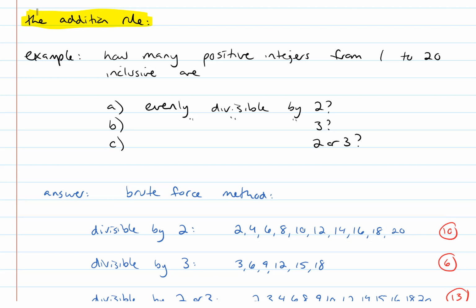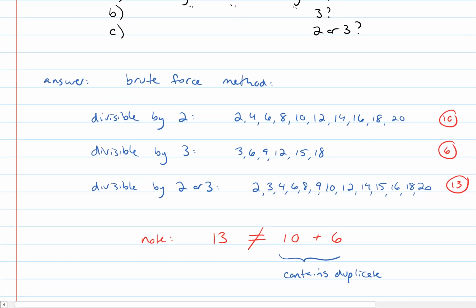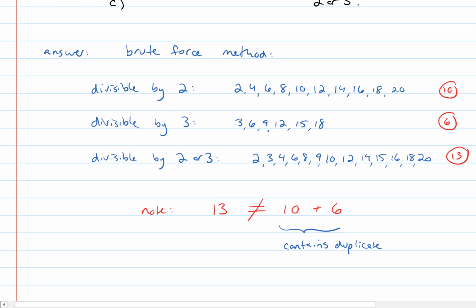What we had done is nothing very sophisticated. We'd used the brute force method, we'd written them all out, and we determined that there are 13 of them, and we noted at the bottom that 13 is not equal to 10 plus 6. So you can't just take all of the ones divisible by 2 and add them to the ones divisible by 3 in order to get 16, because as we noted in class, there are duplicates. If you take a look at the list that are divisible by 2, there's 1, 2, 3 of them that also appear on the second list.